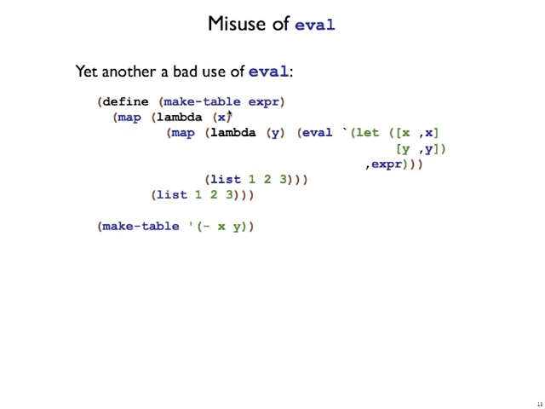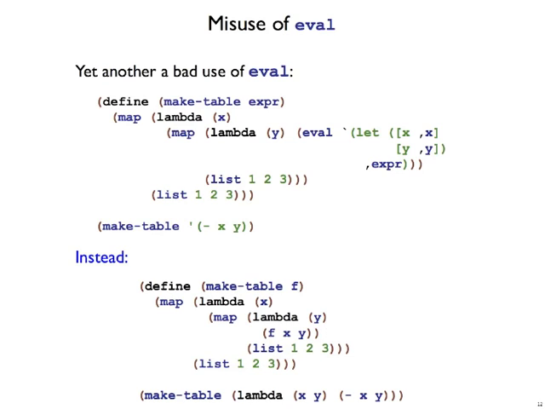Instead, here's a variant of make-table that does work, where we call eval and we build up a let expression that binds x to, we escape to get in the value for this x, and similarly escape to get the value for this y, locally bind it in the quoted world, and now when x minus y is put in here, it'll see this x and this y, which we've escaped to put the values in. So that will work, but again, it's much better to just use a function. Pass make-table a function that takes x and y, and then just call it in here directly.